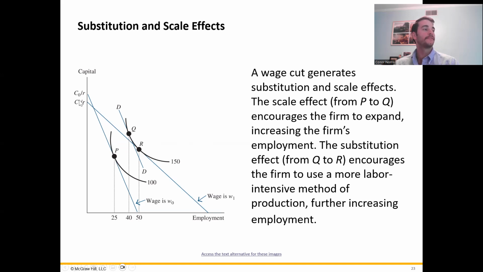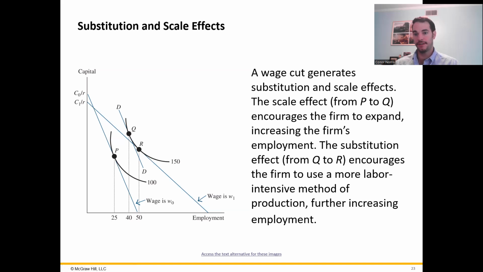But also note on the y-axis, which is the amount of capital being used, moving from point P to point R, we end up with more capital being used in production too. Again, because the scale effect dominates, in this case, the scale effect is larger, firms can produce more, they're going to need more capital as well in the long run. However, the opposite can also be true.